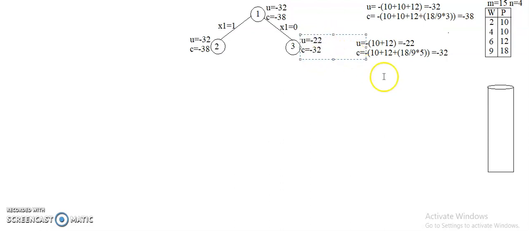So you know how to calculate it now. Once you have calculated this, let me erase that particular part. Now you observe node number 2 and node number 3, which is the least cost. Cost is minus 38 here, cost is minus 32 here. If the values are positive, 38 is the greater cost, but here I should go on exploring node number 2 because minus 38 is very much smaller compared to minus 32.